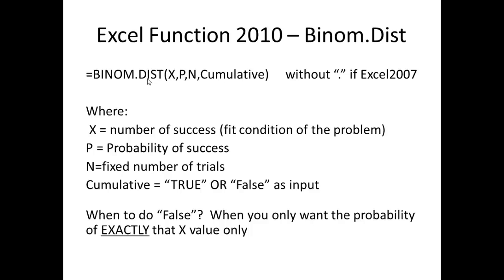And so the question often asked is, when do I use false? When do I use true? Well, if you're only interested in the probability of exactly X, exactly 4, exactly 9, exactly 100, then you're going to use false, because you don't want to accumulate all the probabilities for all the random variable possibilities up to a number. You only want it exactly at that number. So you'll see that it would be false. If you want a cumulative probability, then you would use true in that last input.